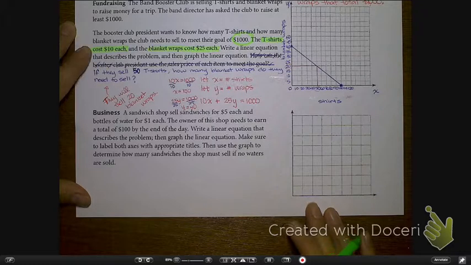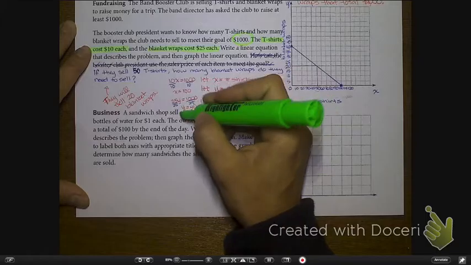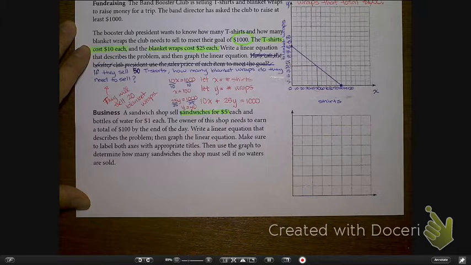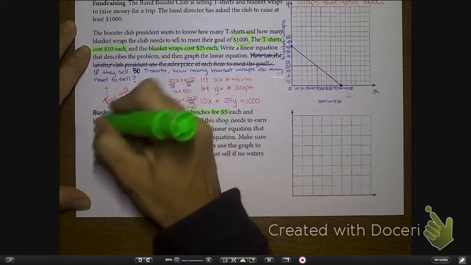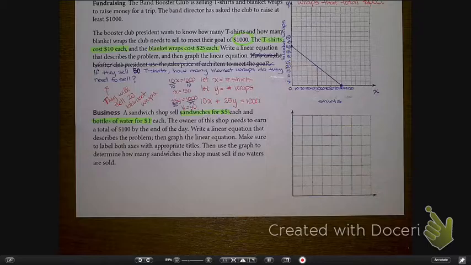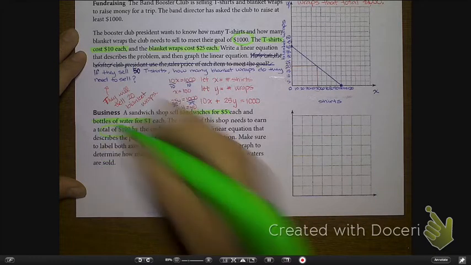Okay, so let's highlight important stuff. What are they selling here? Sandwiches. And how much are the sandwiches? $5. Okay, what else are they selling? How much are those? $1, right? Okay, what's our total we're trying to sell here? $100. Okay, so $100 total.